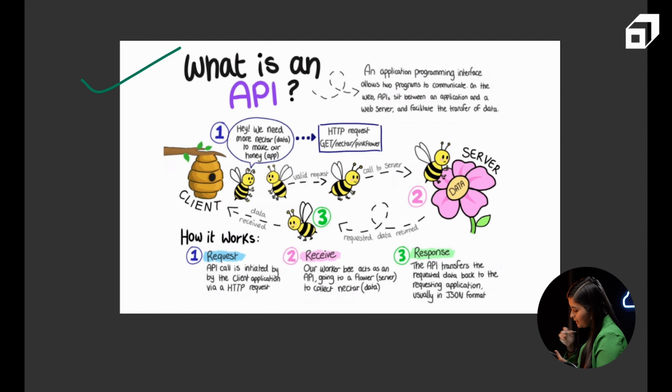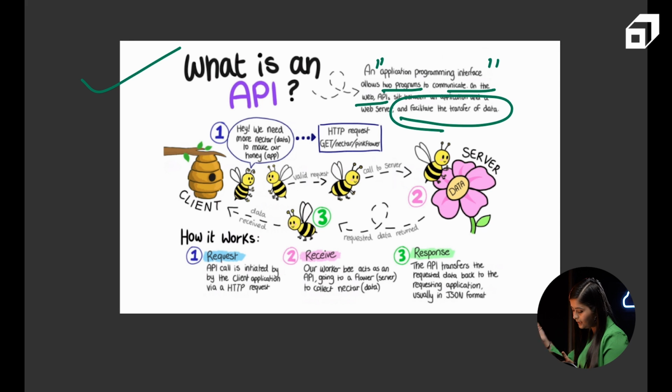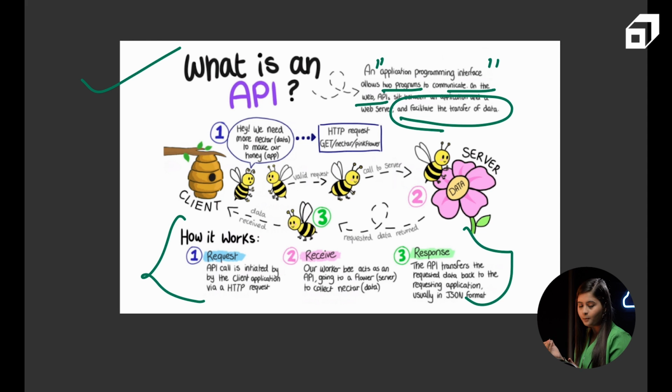Awesome. And this is a pictorial representation of what an API is. API, which stands for Application Programming Interface, allows two programs to communicate on the web, like between an application and a server. It basically facilitates the transfer of data. These are the steps. Three steps are most important when we talk about API.